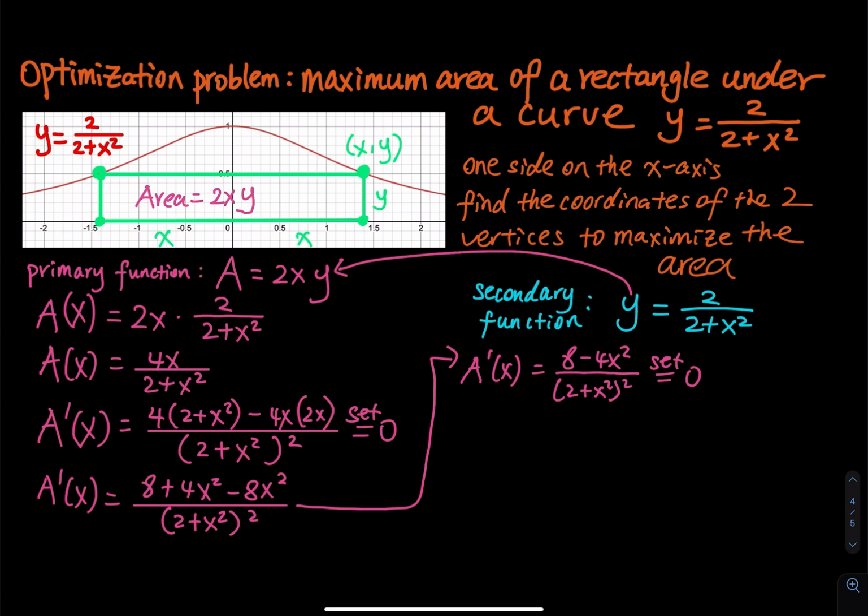How do you solve for this? You have the numerator divided by the denominator equals 0. To get a 0, the numerator has to be equal to 0. So 8 minus 4x squared must be equal to 0.